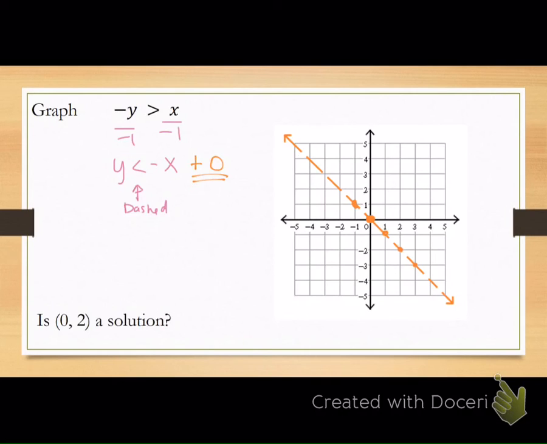So we need a test point. Cassie, what test point do you want to use? You said 1, 1, right? Always make sure it's not on the line. You guys are doing a great job of that. And we always go back to the original. Is negative 1 greater than 1? No, this is false.